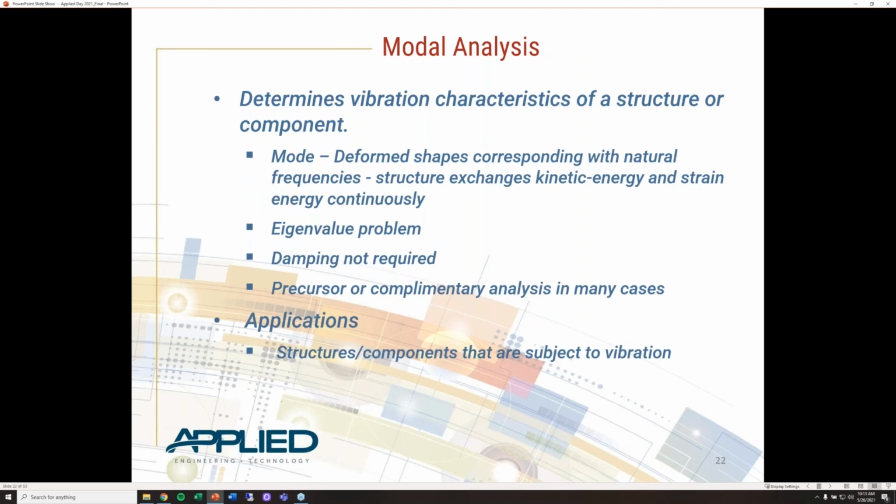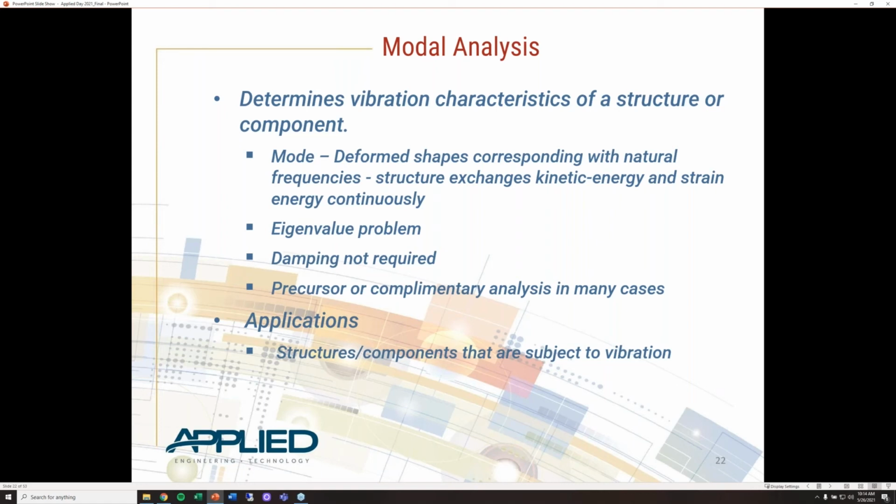Modal analysis determines the vibration characteristics of a structure or component, okay? And these characteristics or properties are going to be intrinsic to the structure. So it's going to be based on the stiffness, the boundary conditions, and if we have some loading that influences the stiffness of our model, those properties are going to be intrinsic. A mode is defined as a deformed shape, and those mode shapes correspond with a natural frequency. Again, similar to buckling, this is an eigenvalue problem. We don't require damping for modal analysis, although we can use it. And really, this is typically a precursor or even a complementary analysis in many cases.